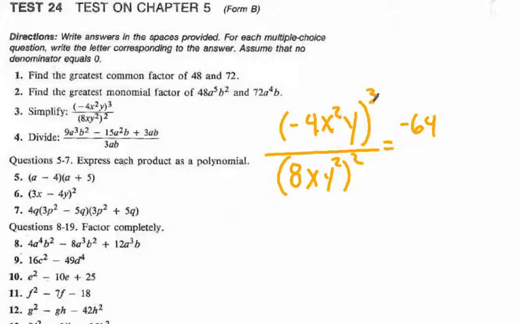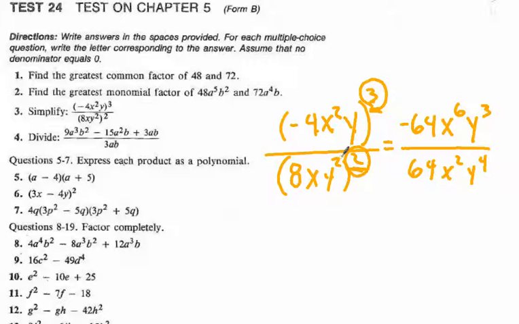X squared to the 3rd, this is when I multiply the exponents. So I'm going to get x to the 6th. Y to the 1st to the 3rd is going to be y to the 3rd because I multiply the exponents. And that's all going to be divided by 8 squared, which is 64. That's convenient. X squared, because 1 times 2 is 2. Again, because we have the exponent right next to the parenthesis, we know we're multiplying the exponents. Y squared is going to be y to the 4th. So now I'm able to divide these two monomials because I have dealt with my exponents first.